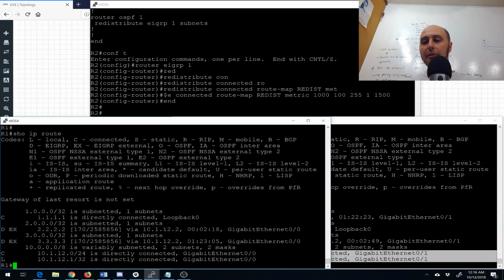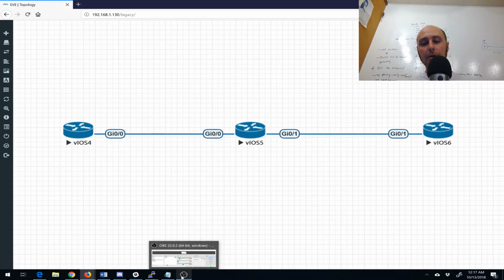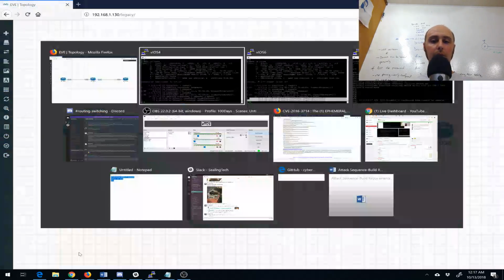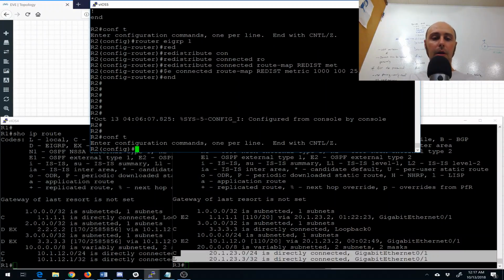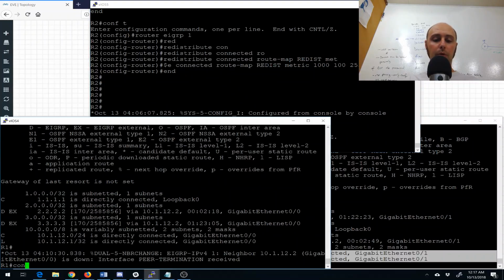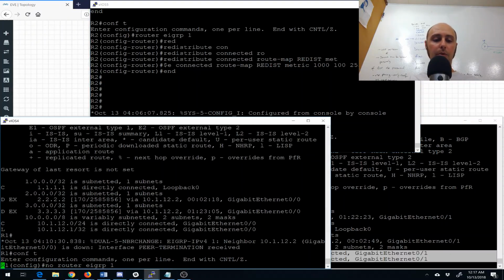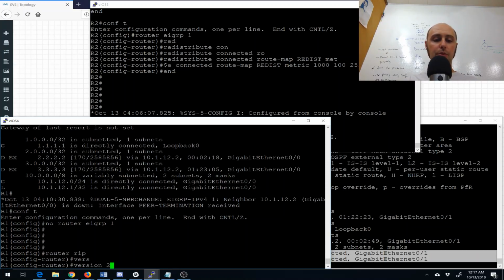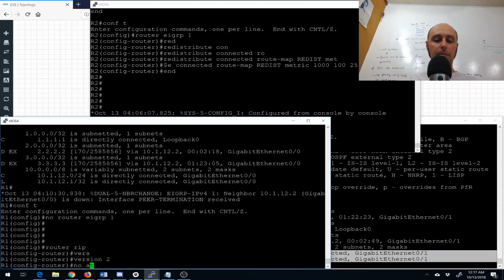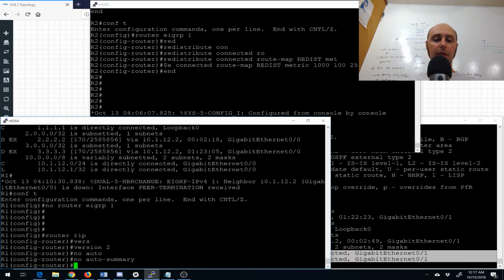So this experiment is with OSPF and EIGRP. I think what I'll do right now is go ahead and do this with RIP. I'm going to replace EIGRP with RIP. Conft, no router EIGRP 1 over on router 1. And instead I'm going to do router RIP, version 2, no auto-summary, and I just want to see the same behavior.